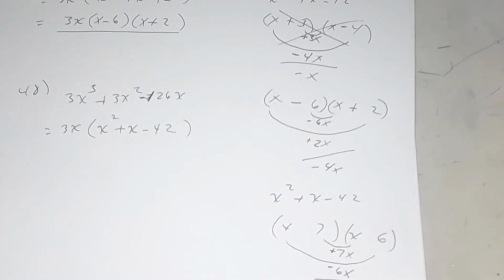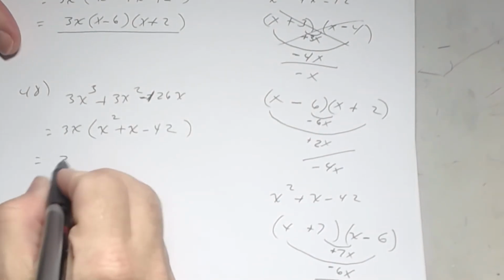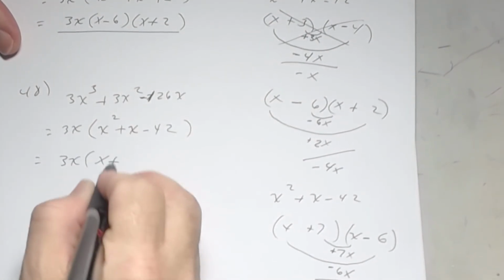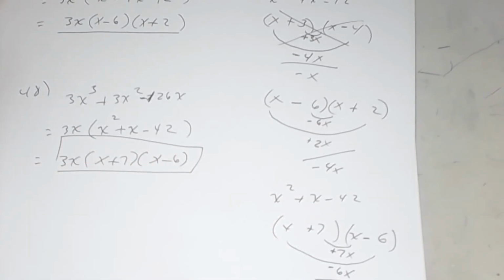So now you know your signs. The outer, there's going to be what? Negative. The inner, positive. So that's what you get. You put that with a 3x. And there's your answer. So that's factor completely. You wrote this trinomial as a product of factors.